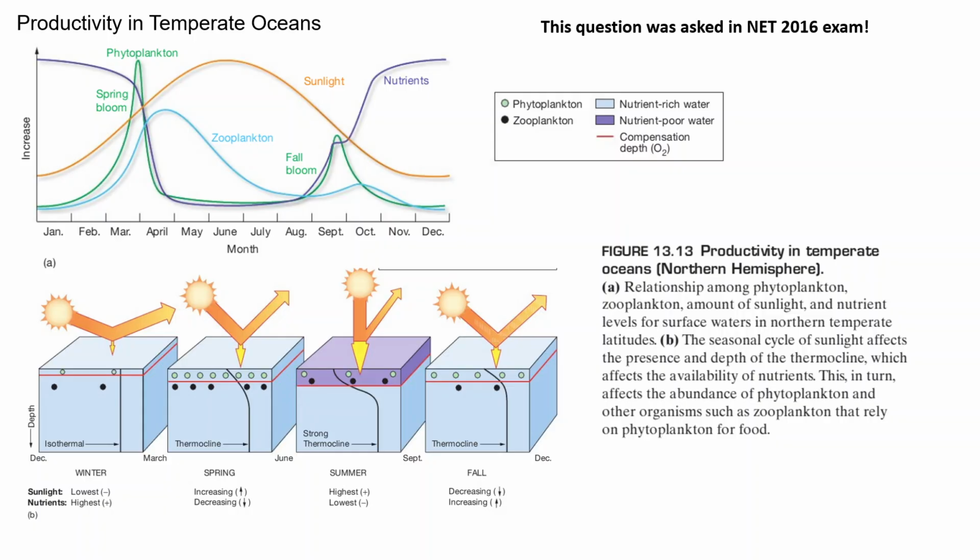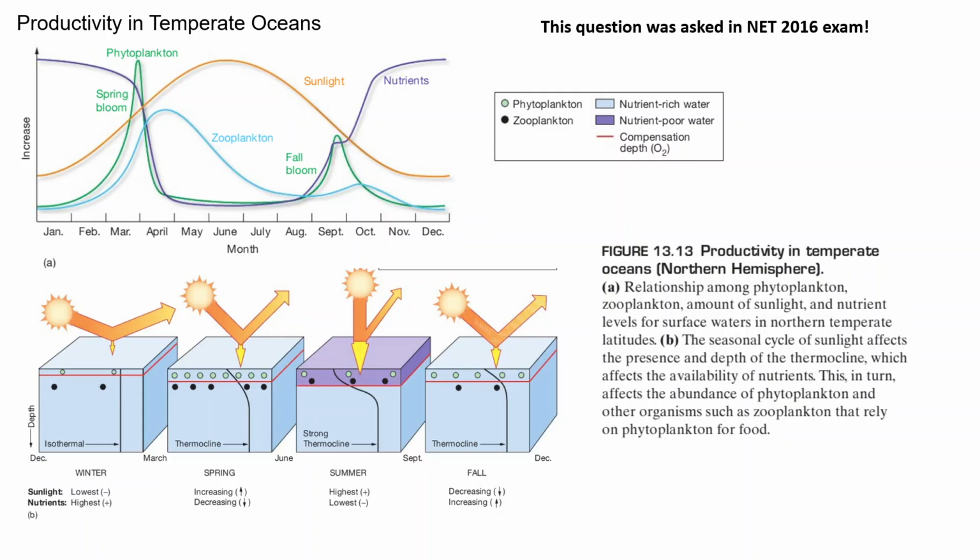If you look at this plot, the nutrients are higher during the winter months, but due to the lack of sunlight, the orange color plot is the sunlight. Due to lack of this, what do you get? You get low primary productivity.